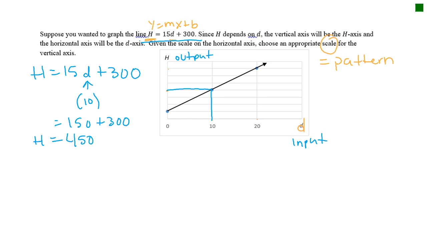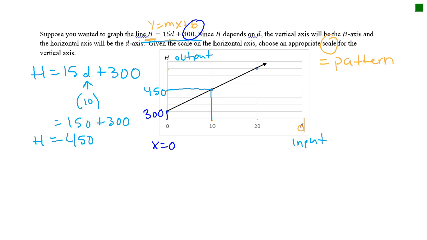That means that when I put in 10, I get an output of 450. And I noticed I skipped my very first point, which I should know has to be 300. How do I know that? When x equals 0, that tells me it's going to be my y-intercept, and I know my y-intercept based on b. Remember that?